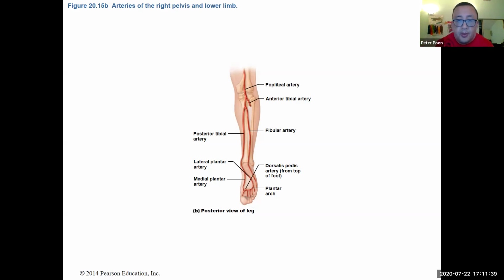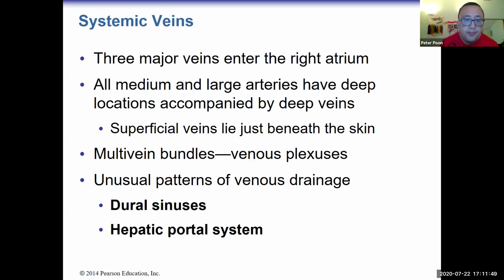Okay. So those are the arteries that I want you guys to know. So again, everything on that list is fair game. Okay. The three major veins enter the right atrium. You should definitely know what those are. Again, superior cava, inferior cava, coronary sinus.